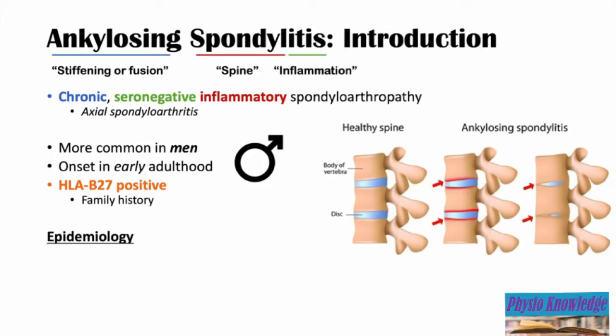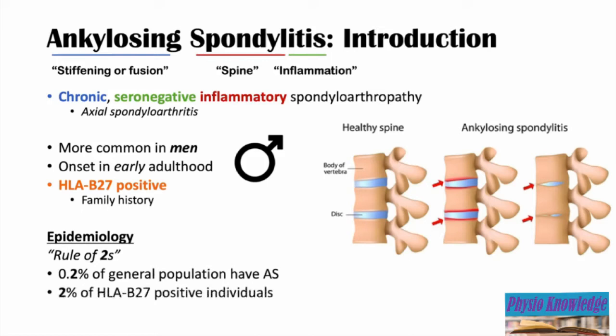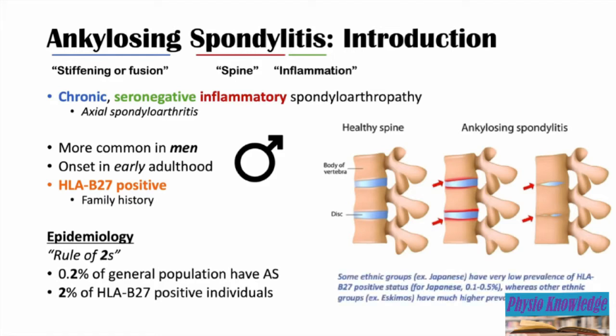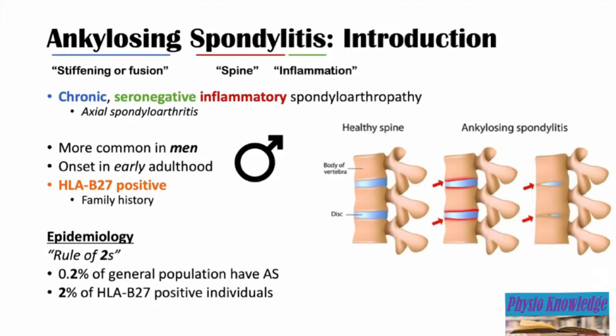So the epidemiology of ankylosing spondylitis can be remembered by what we call the rule of twos. 0.2% of the general population has ankylosing spondylitis, so it's a rarer condition. 2% of HLA-B27 positive individuals will have ankylosing spondylitis. So in the general population, depending on ethnicity, there's probably about 8 to 10% of the general population is HLA-B27 positive. Only 2% of those individuals will have ankylosing spondylitis.